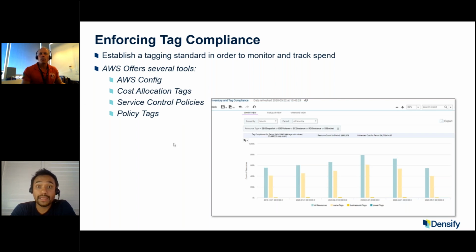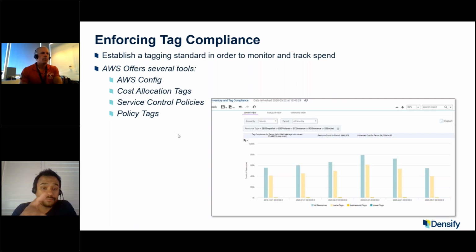You could use something like AWS Config. It's a great tool, and I'll show a screenshot of that in the next slide, where you can actually see compliant and non-compliant resources. Or you can have cost allocation tags, or you could have service control policies and policy tags to maintain a standard of what kind of tag values that your organization accepts.